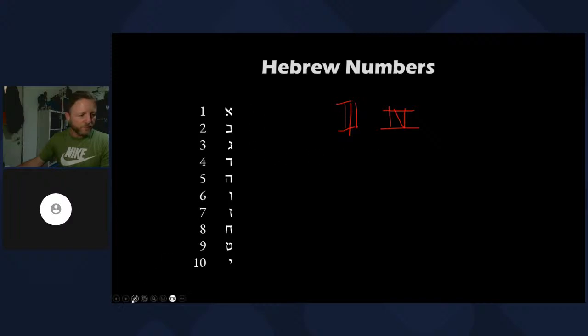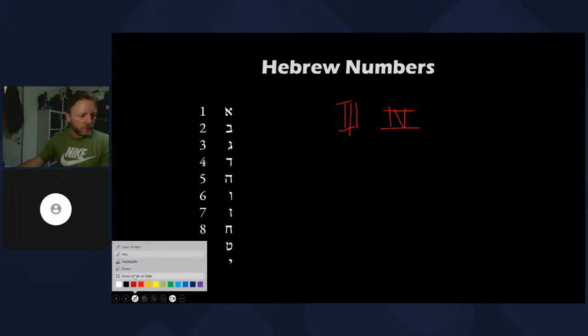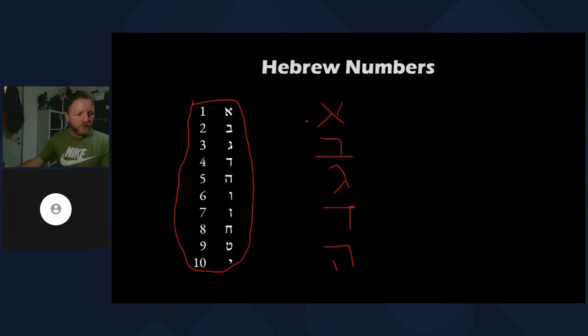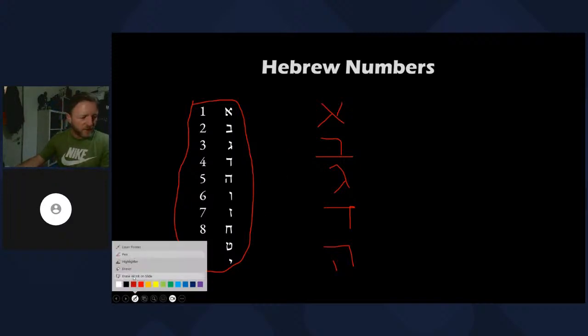So in Hebrew, you would use, let me erase. We've got Aleph for 1, obviously, Bet for 2, Gimel for 3, Dalet for 4, Hey for 5, and it just goes down the numbers until you get to 10. So that's 1 through 10. Aleph, Bet, Gimel, Dalet, Hey, Vav, Zayin, Chet, Tet, Yod. Very, very easy. Once you hit Yod, that is the 10th letter.